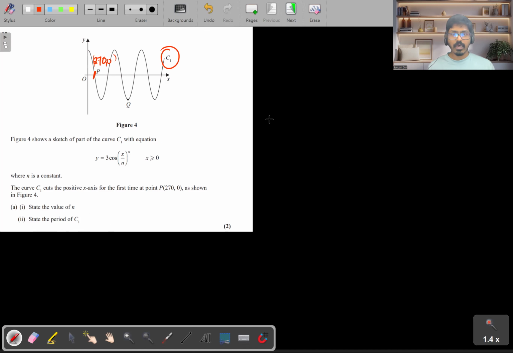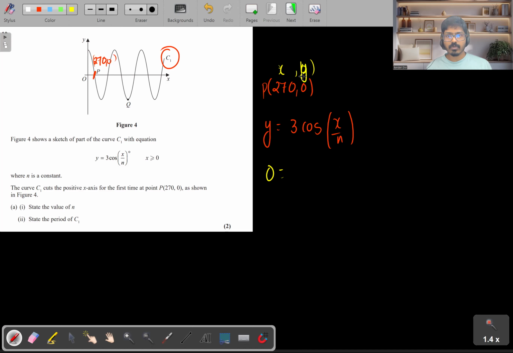So what is the given equation? Can we write down the given equation? y is equal to 3 cos(x/n), right? So how do we find the value of n? It is very simple, the point P is given here: 270 and 0. So 270 is our x value, and our y coordinate is going to be 0. So we plug in y equal to 0 from the given coordinate, and then 3 cos of the x coordinate, 270 upon n.